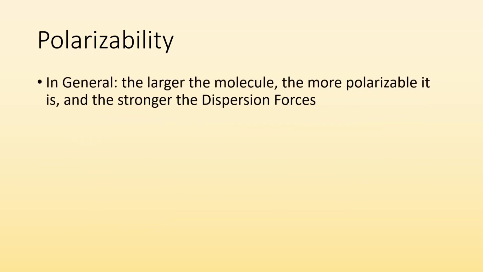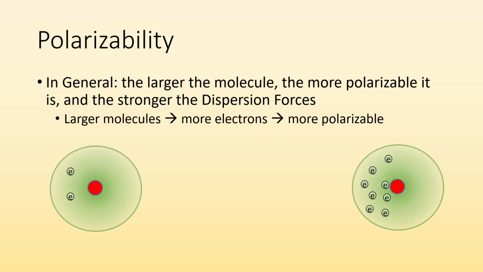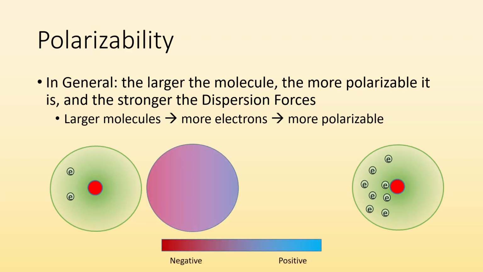Now the pattern in general for polarizability is the larger the molecule, the more polarizable it is, and the stronger the dispersion forces are. So large molecules means that they have more electrons. And if there's more electrons to work with, they can be more polarizable. So if I'm taking a look on the left, small molecule, we only got 2 electrons versus, on the right, we got a whole handful. At any moment, those 2 electrons are on the left and positive charge is going to be on the right. But if I have more electrons to work with, I can get a bigger charge difference.